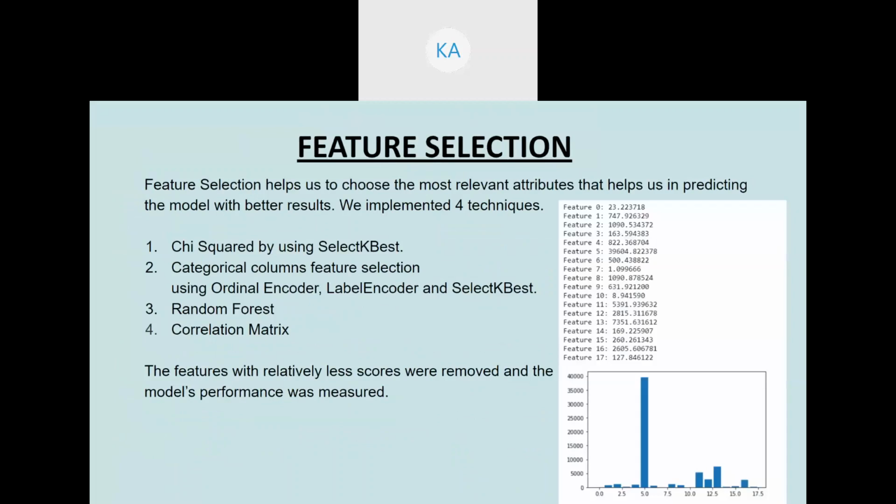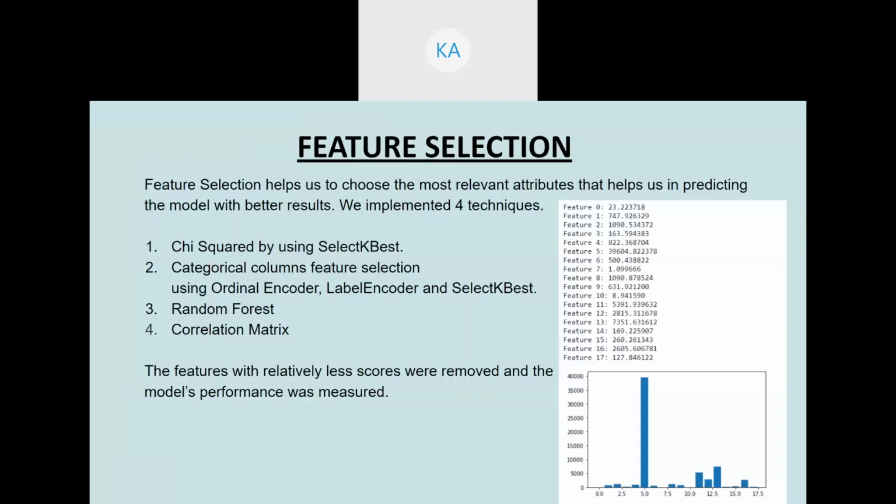Once we were done with data wrangling, we focused on feature selection, where we had to choose the most relevant features that would best help us make better predictions and have better results. We tried various techniques, which include the chi-square technique with select k-best. We also applied categorical columns feature selection by using ordinal and label encoding.